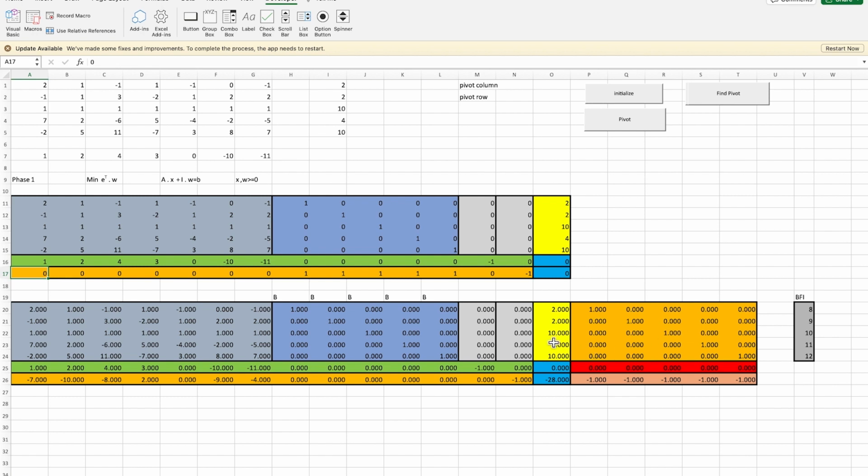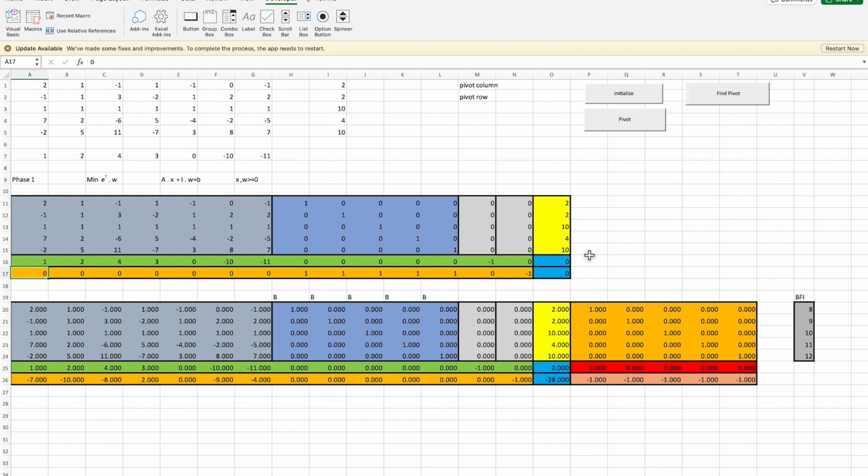Now, remember that there may be degeneracy in this program. So what we do is we add the identity matrix here, and we'll do the lexicographic method. You see every row here is lexicographically strictly positive, and we're going to keep it that way. In other words, what we are really doing is adding an epsilon here: 2 plus epsilon, 2 plus epsilon squared, 10 plus epsilon cubed, and so forth. And we are solving the problem for epsilon positive small.